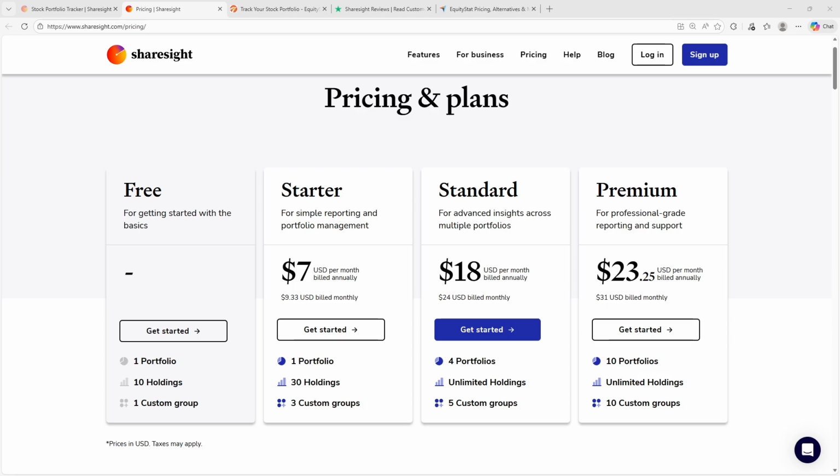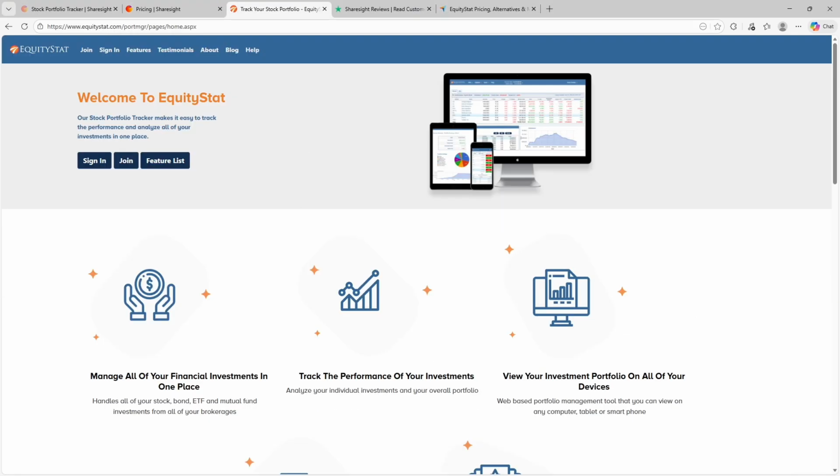EquityStat approaches pricing very differently. At the time of this comparison, EquityStat does not publish clear, self-serve pricing on its website. Instead, access and cost are typically discussed through direct contact or demos, which suggests a more professional or enterprise-leaning positioning rather than a mass-market subscription tool.